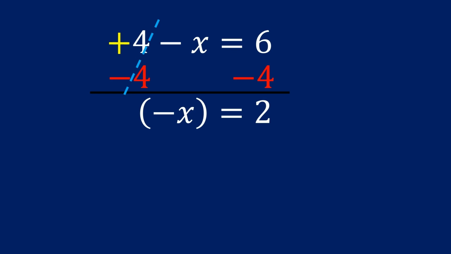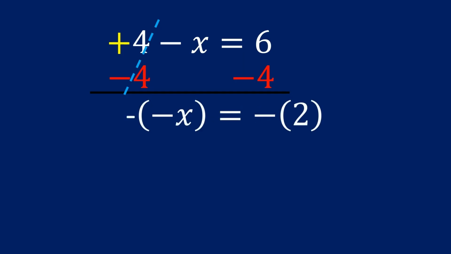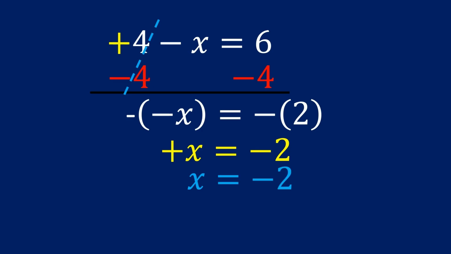Now when you get into a situation like this, what we need to do is multiply both sides by a negative sign. Two negatives will turn into a positive. So on the left we have positive x, which is simply just x, and on the right we have negative 2. So, x is equal to negative 2.